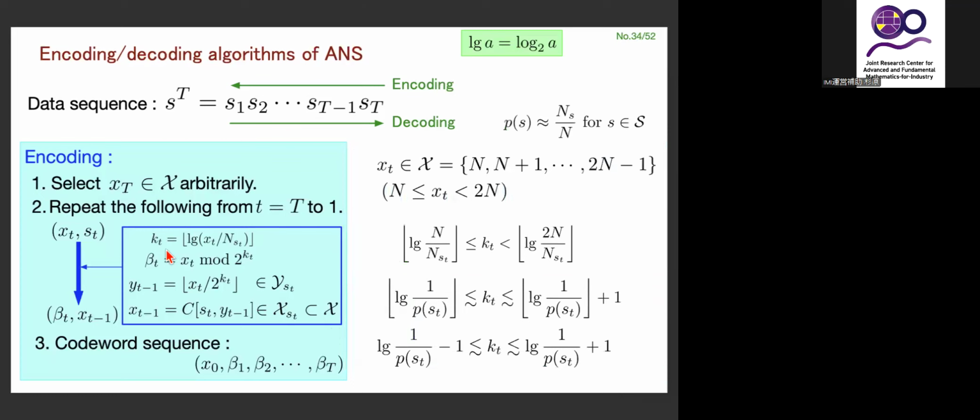But the bit length of code word beta t satisfies this relation because xt satisfies this inequality. So the bit length of code word satisfies these inequalities. And from this relation, the bit length of code word satisfies this relation. Therefore, the bit length of code word is close to the ideal code length log 1 over ps. Here lg means the log function with base 2.